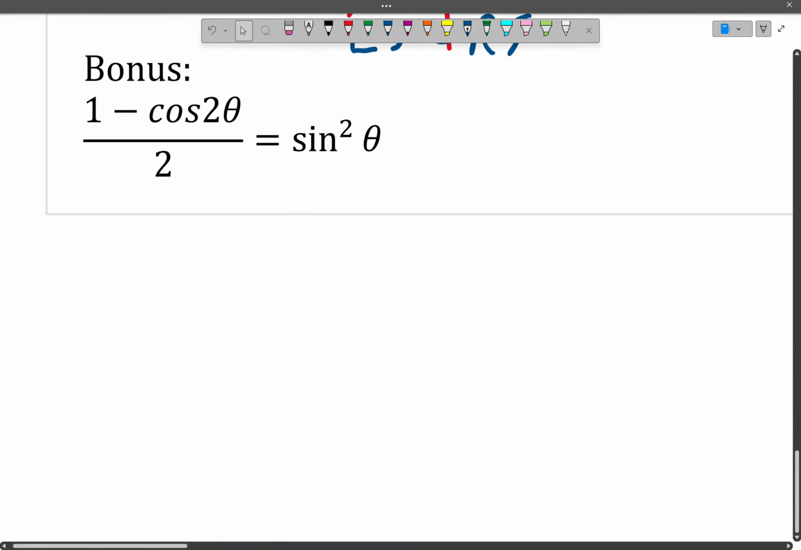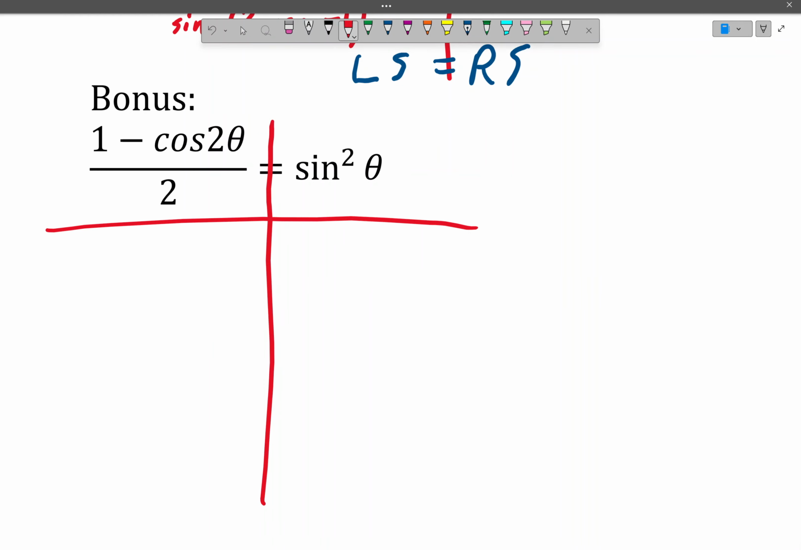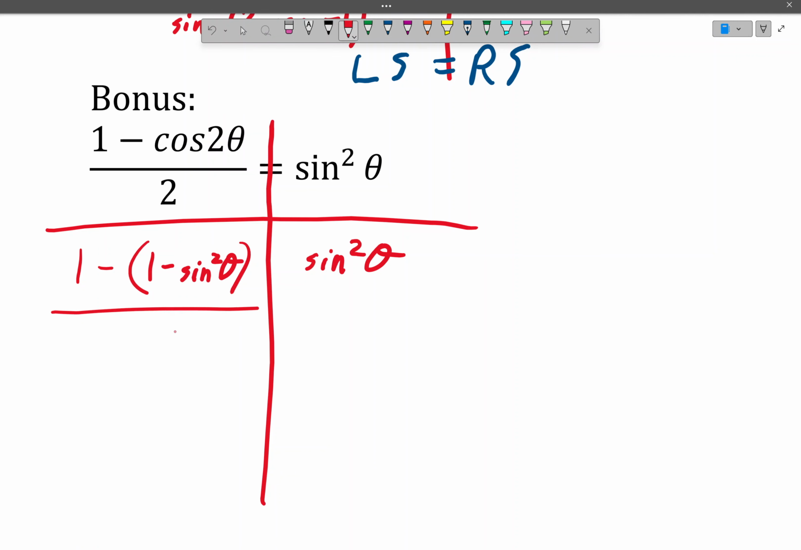Okay, and one more question, just bonus here. One more question to try. This shouldn't be as hard as the last one. Just wanted to add one extra. But pause the video now, see if you can do it yourself. Okay, now when I'm doing this one, I'm noticing that the right side just has sine squared theta. So that's how I know that I want to pick 1 minus sine squared theta as my double angle identity version.